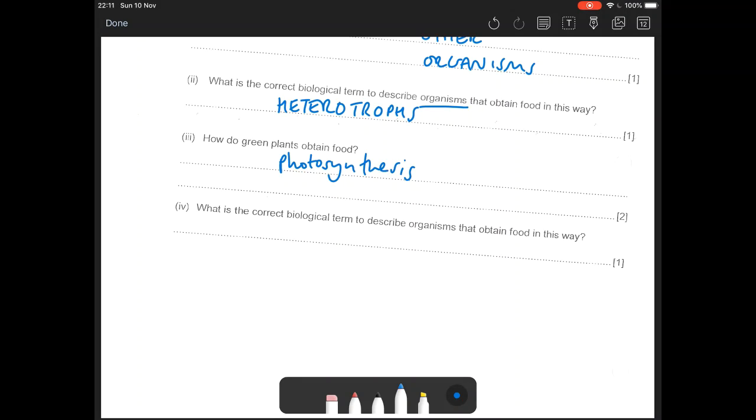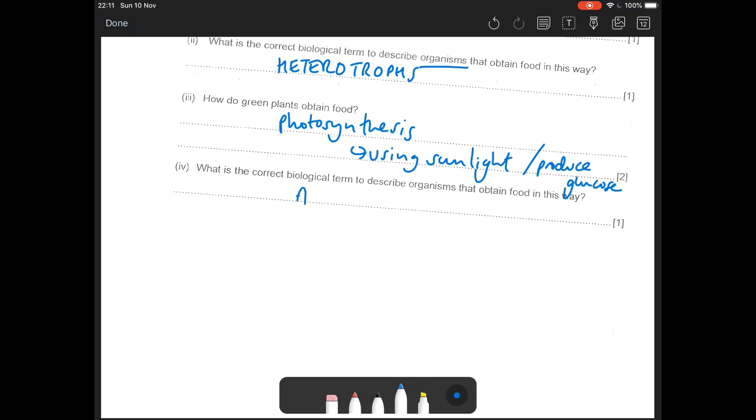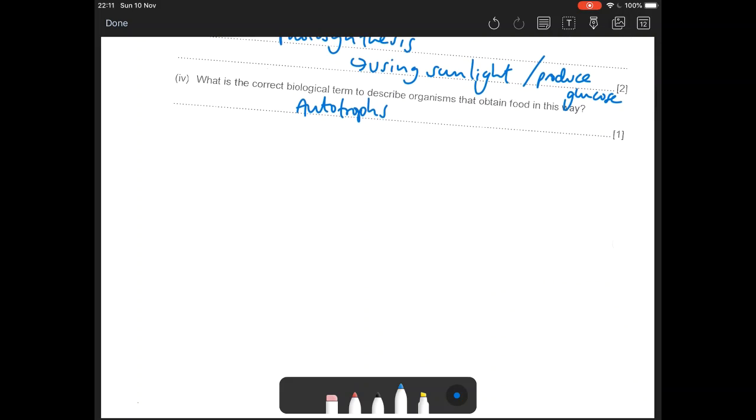So I should say they photosynthesise using sunlight. That was sort of the second mark there, or saying to produce glucose. Organisms that are capable of making their own food are known as autotrophs. Just terms you need to know. So we have heterotrophs, ones that eat other organisms, and organisms that make their own food are known as autotrophs.